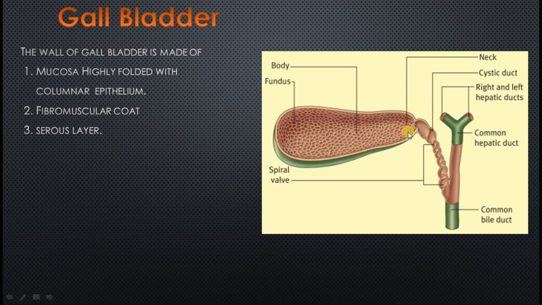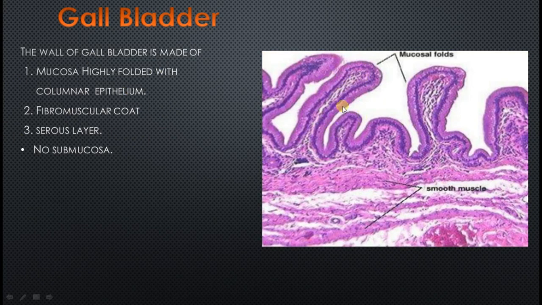But sometimes you can also come across ciliated columnar epithelium. Deep to the mucosa, you have the fibromuscular coat and then the serous layer, which is the peritoneum. There is no submucosa in the gallbladder. So you see the mucous layer, the lamina propria resting on it, and this is your fibromuscular coat. There is no submucosa, so that means there are no glands in the gallbladder.